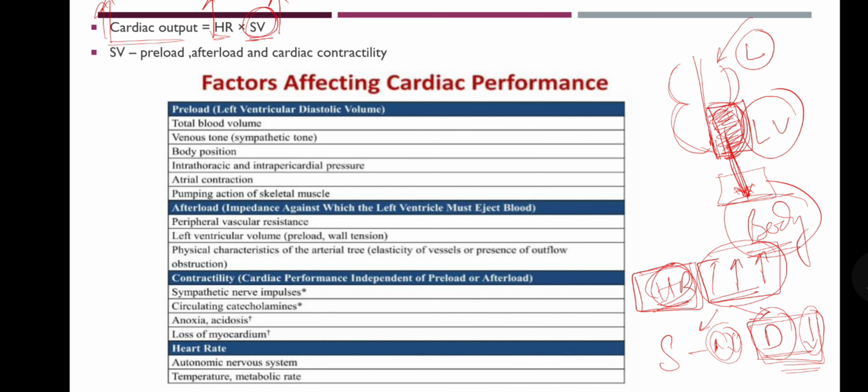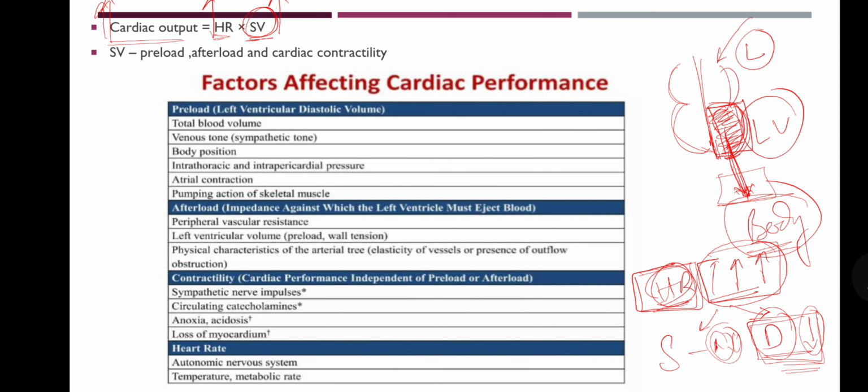the right side. That means preload mainly depends on the volume of blood, venous return, and also the body position. That means when there is a sitting posture, or the child is in a lying down position, there is increased venous return to the heart, which causes increased preload. And also intrathoracic pressure and interpericardial pressure. When intrathoracic or interpericardial pressure increases, an increased amount of blood comes to the right side and causes increased stroke volume and also increased cardiac output.